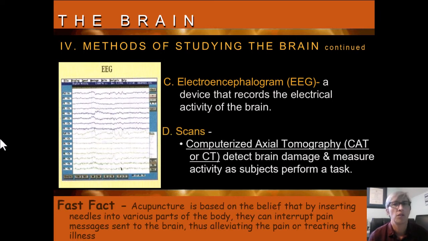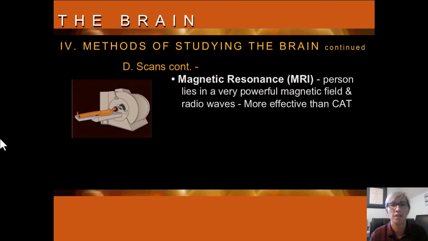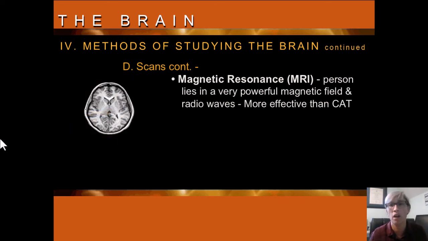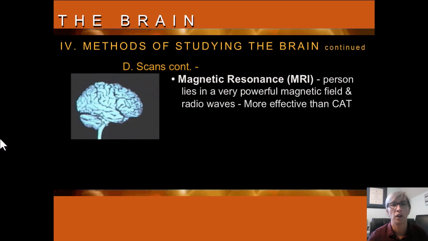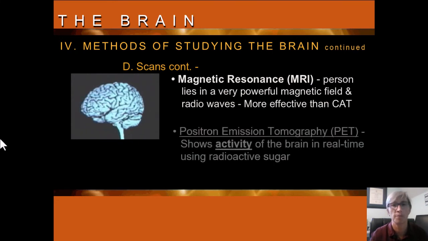Now, all sorts of different scans are used to study the brain, of course. First, we have a CAT scan, which is used to detect brain damage and measure activity as a subject performs a task. So the person will be asked to identify the suit on a deck of cards, and then the data is analyzed. In 1977, the MRI was created, and here a person lies in a very powerful magnetic field and radio waves, and it creates 3D images of the brain. You may have had one on other parts of your body. It's a good way for us to detect tumors and such.